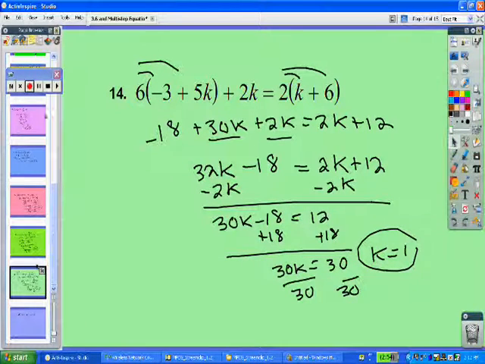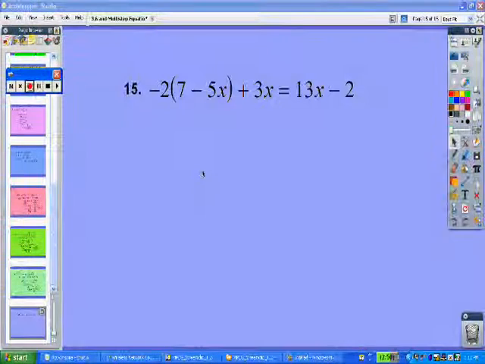Oh, I lied. There is one more example. One more problem for us to practice for tomorrow's quiz. Okay, last problem. This time I promise.